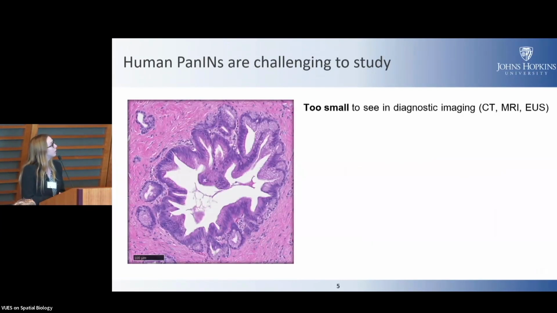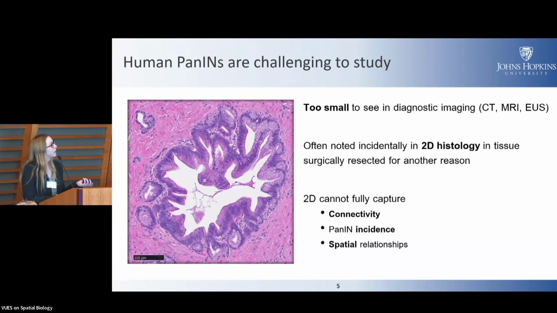So why we knew so little about Panin is because due to its small size and its lack of symptoms in humans, it's often seen incidentally. So it's seen in histological tissue. Often patients come to the clinic and have a Whipple because of something else, and Panin is seen histologically in the same tissue. Because of this, because all we knew about Panin came out of 2D histological slides, the knowledge we had was limited by the medium, so it was two-dimensional. We didn't know anything about the connectivity, the incidence, and any field effect that Panins might be having on the adjacent tissues.